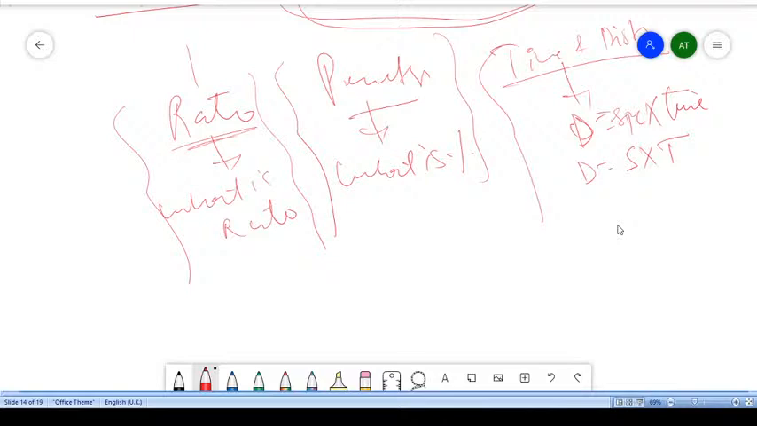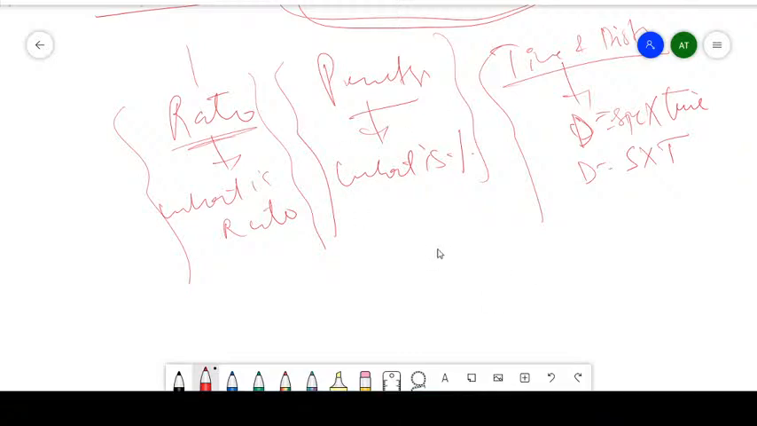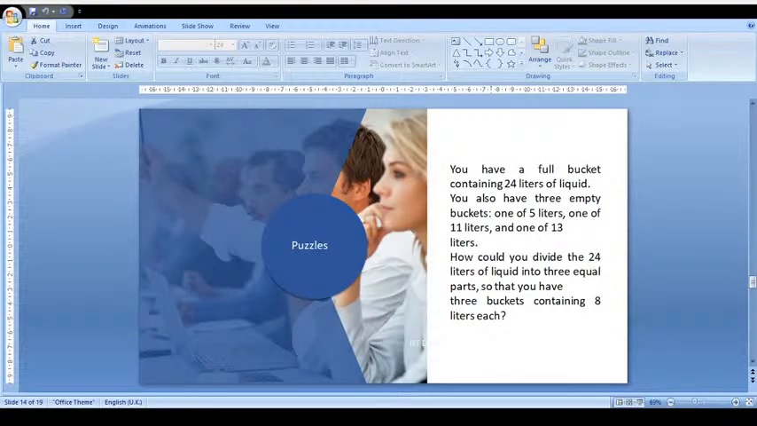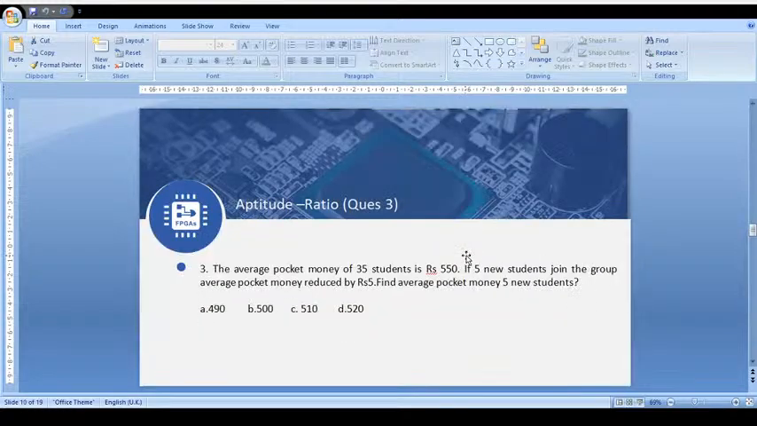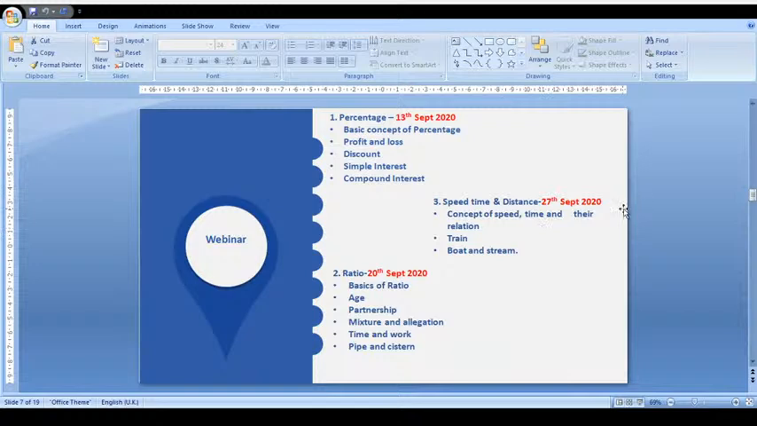So that's all for today's webinar. We have a next webinar on the 27th of September. That is speed, time, and distance. I will cover the concept of speed and the relation between speed, time, and distance, and a few questions and how to apply these relations on the chapters of time, distance, train, and boat and stream. So that's all for today's webinar.